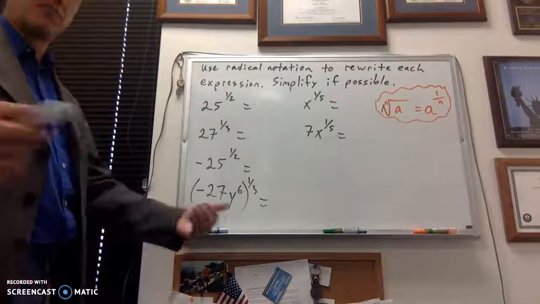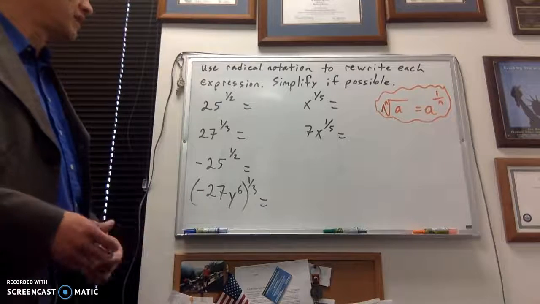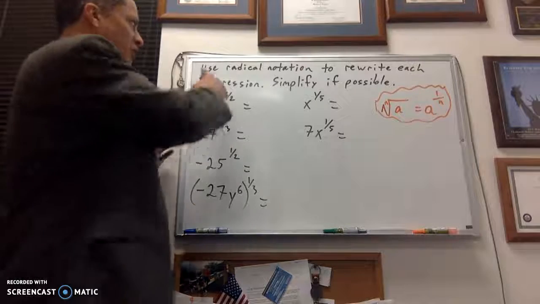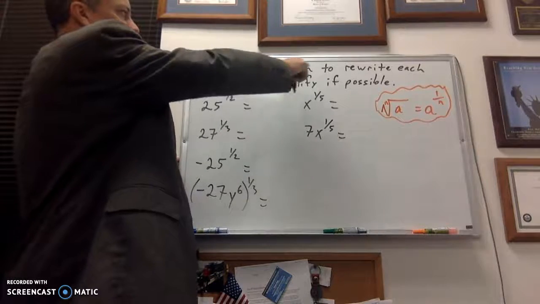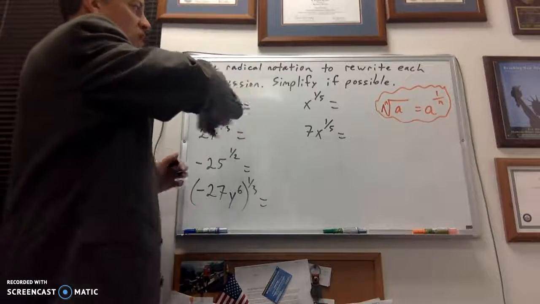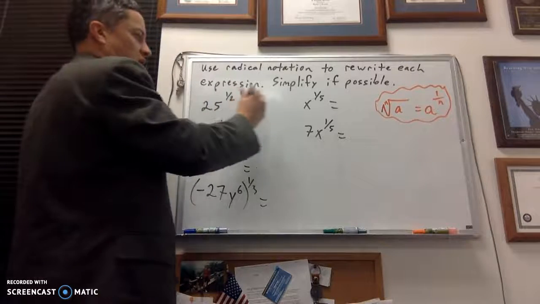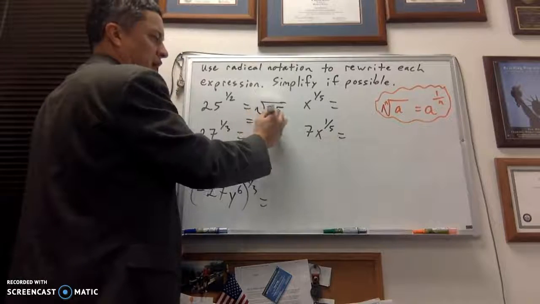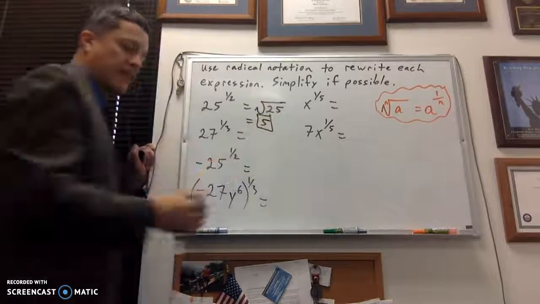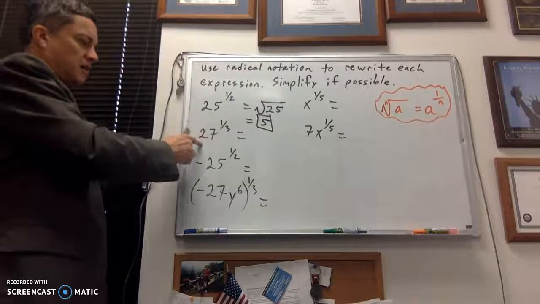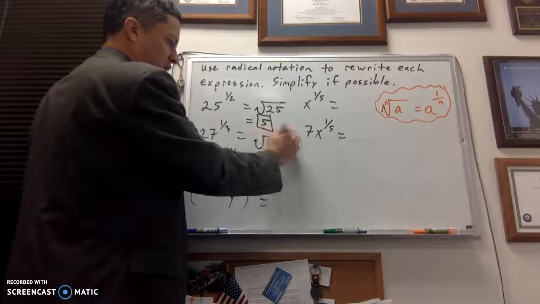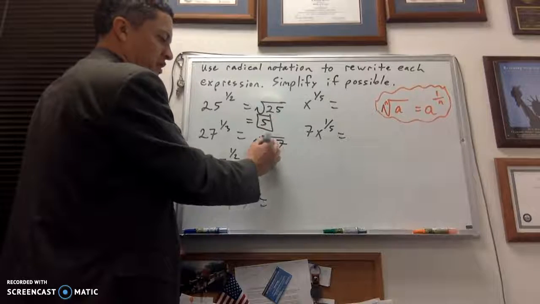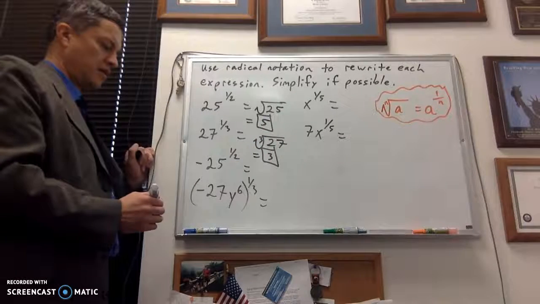Okay, awkward silence, done. Hopefully you hit pause and tried these out and see how you did. Let's see what we get here. All we're doing is taking the radical notation to rewrite each expression and then simplify. So this one can be rewritten as the square root of 25, correct? And of course the square root of 25 is 5. This one becomes the cube root of 27, right? Cube root of 27 is 3.